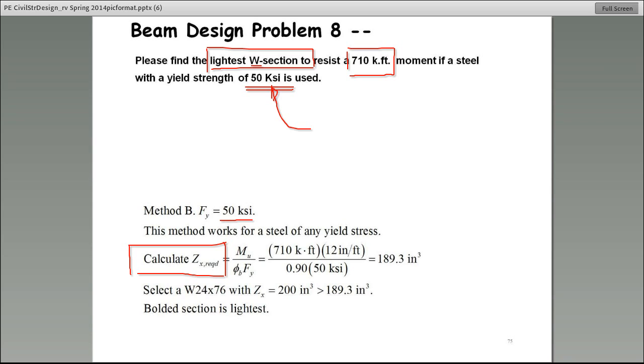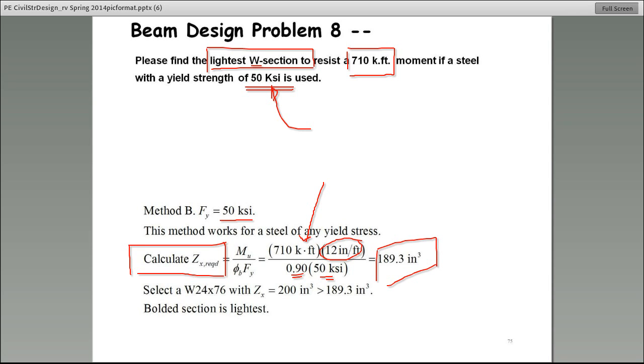So we substitute the moment. That's 12. This is a conversion factor. Phi for beams is 0.9. 50 KSI is given. So the section modulus required is 189.3. I will take about a minute or two more minutes, and we will be finished with this.